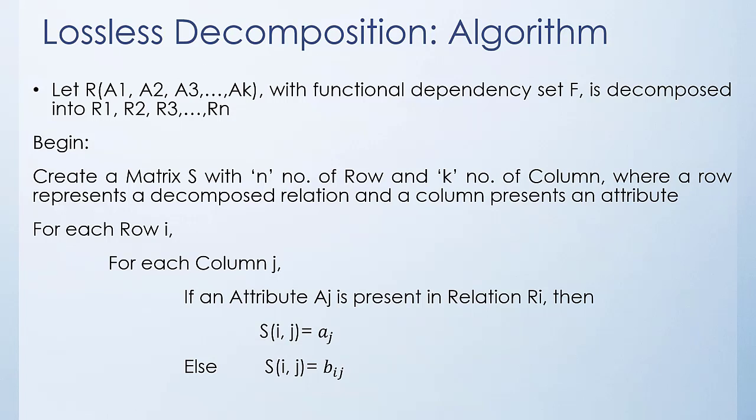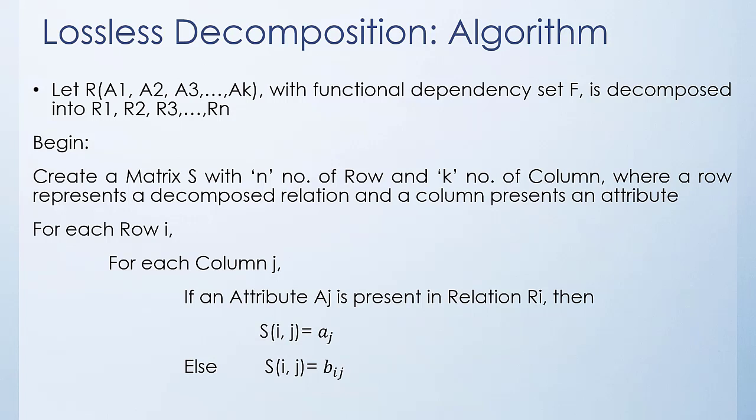The algorithm begins by creating a two-dimensional matrix S, where there are n rows and k columns. The n rows represent the decomposed relations and the columns represent the attributes present in the actual relation. As we have decomposed our relation R into n smaller relations, there will be n rows, and as there are k attributes in R, the S matrix will have k columns. Now this is the S matrix.